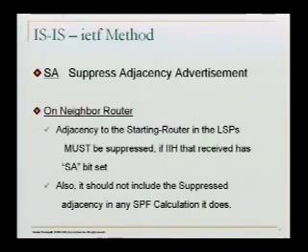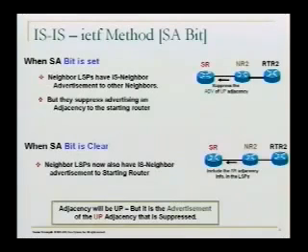So on the neighbor router, the adjacency to the starting router in the LSPs must be suppressed if the IIH packet that is received has the SA bit set. Figuratively speaking, when the SA bit is set, the neighbor's LSPs still have the IS neighbor advertisements to the other neighbors, but the neighbor router does not advertise the adjacency which is up in its LSPs.